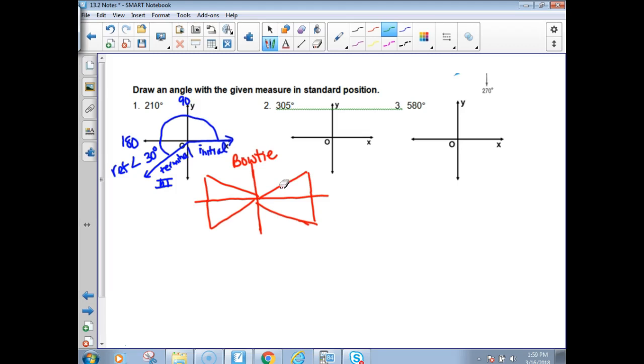In quadrant 1, this is your reference angle. In quadrant 2, your reference angle is going to be here. Quadrant 3, it's going to be this number. And in quadrant 4, it's that one. So it kind of makes a little decorative bow tie.